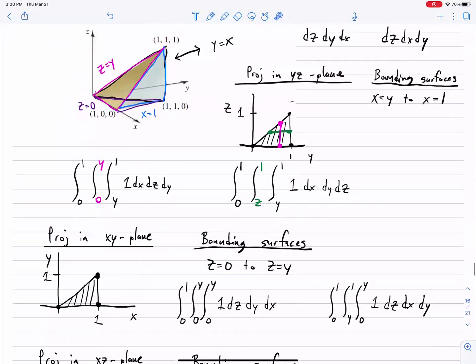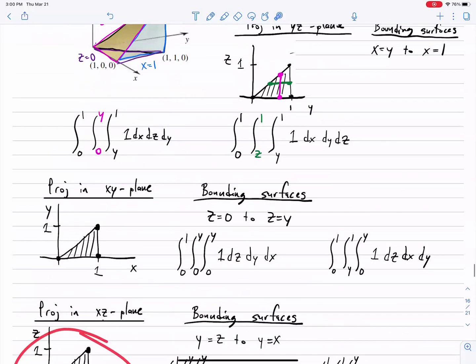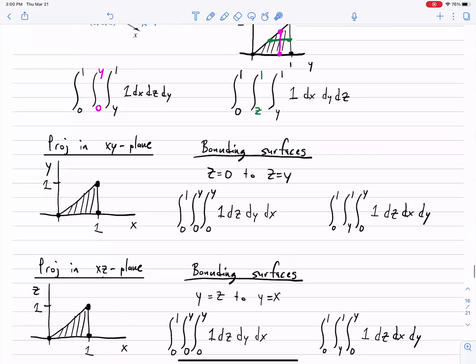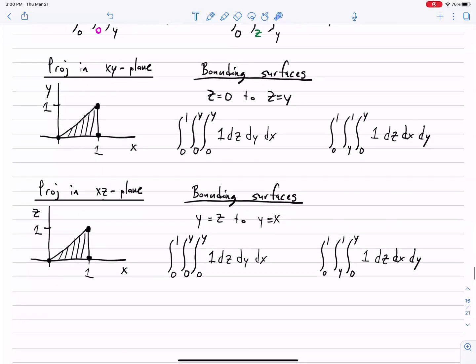And then the projection is literally the same picture. All three of the projections are the same. That's kind of funny. That's not always the case, but in this case it is.